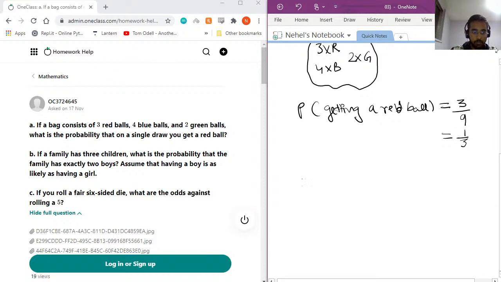Okay. B, if a family has 3 children, what is the probability that a family has exactly 2 boys? Assume that having a boy is as likely as having a girl. Okay. So they have 3 children.